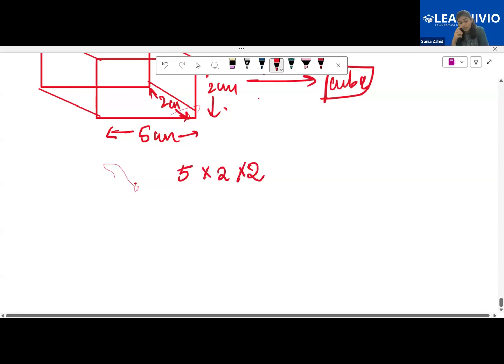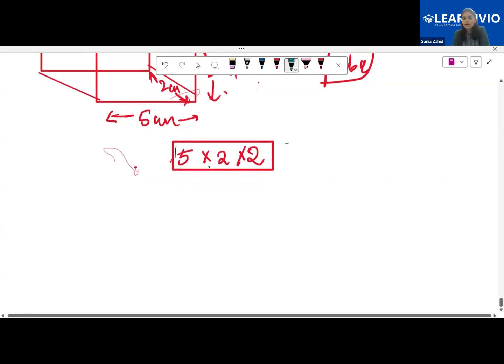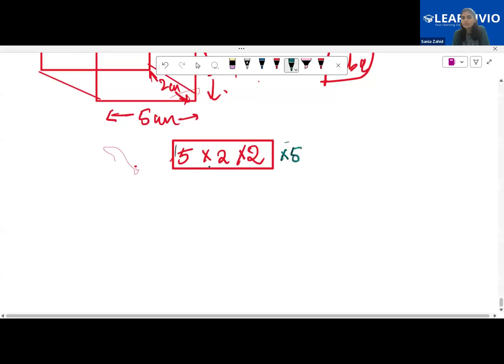Okay, so now if we consider this number, just do one thing. Try to make this number a perfect cube. So what will I do? I will have to multiply with 2 fives and 1 two. Now it will be a perfect cube.